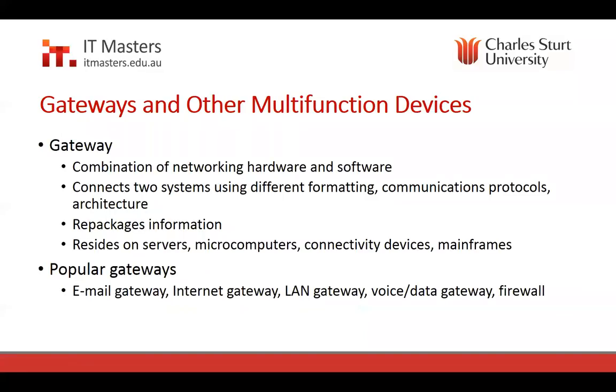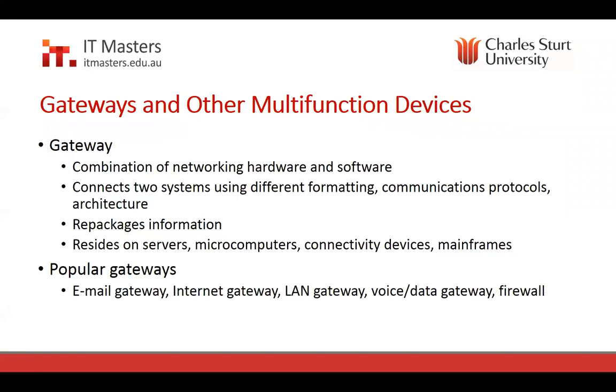A gateway is another multifunction device. A gateway is normally considered a combination of network hardware and software, and all they really do is connect different systems together. For systems that use different formatting, communication protocols or architecture, a gateway will allow them to connect to each other and talk. As we were saying before, a router is really a type of gateway, but there are other types of gateways as well. They can reside on servers, normal computers, connectivity devices, i.e. routers, or mainframes and other devices like that. So they're just ways of translating between one format and another.